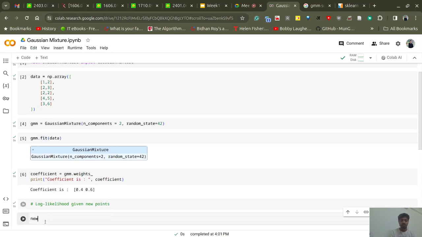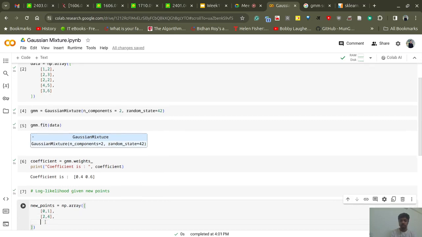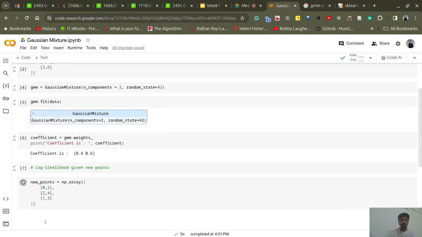So let's say new points is another data, np.array, and maybe [0, 1], [2, 4], and [1, 3]. Suppose these are the new points. Okay, so we want to find the log likelihood of these points.